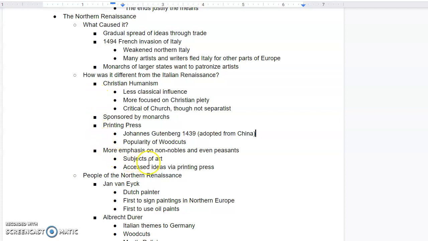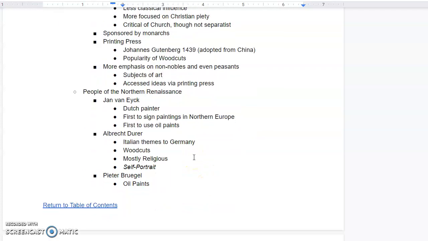Let's see. Now moving on to the emphasis on non-nobles. Not only was it accessible, because more people could read or view the ideas and art of the Northern Renaissance, they were even the subjects of the art, as we'll talk about today with Peter Bruegel, who we actually talked about in the previous video. And to conclude the unit, a brief highlight of a few of the outstanding people of the Northern Renaissance.